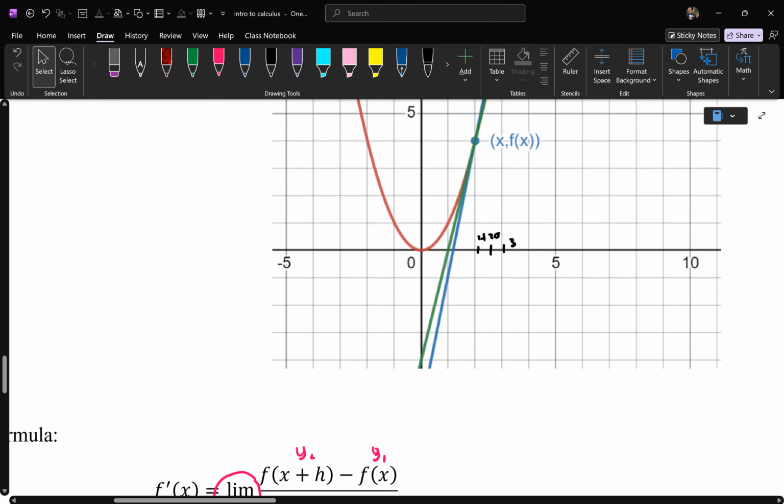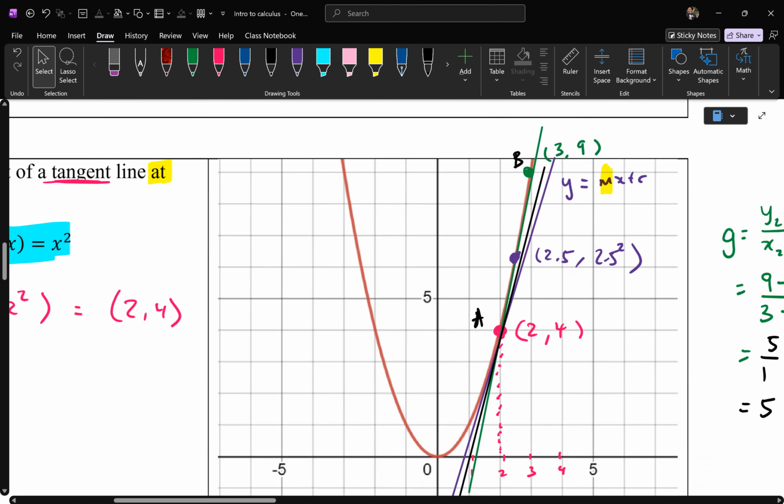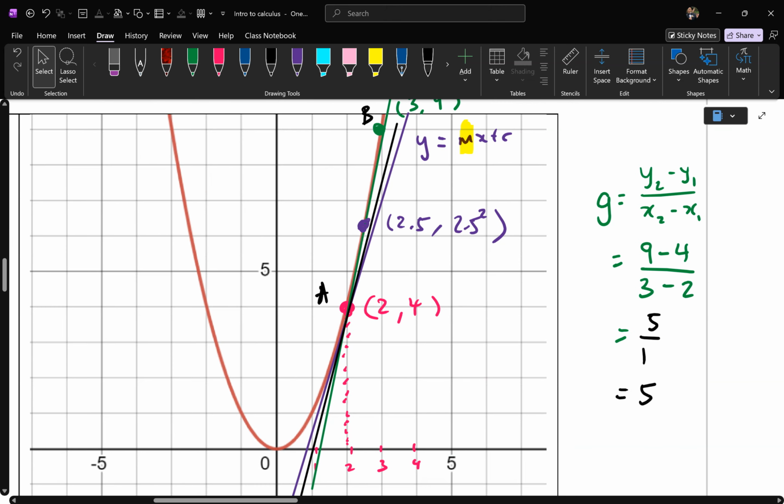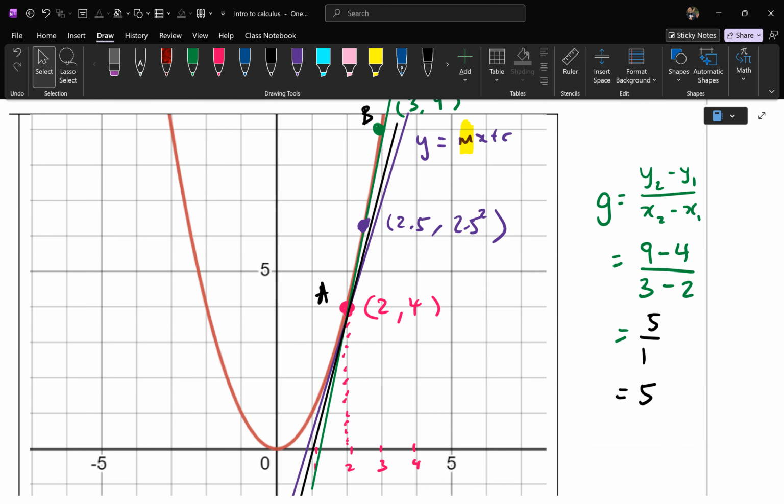Okay, so if I draw the graph again, let's visualize it. See, I started at 2. I want the gradient exactly at 2, which is the purple line. When I chose a random point, I said 3. You told me the green line was too steep. So I said, let's get better. We chose 2.5, and when I connect it, you can see it sits just in between. If you want to get better than that, I'm going to have to choose 2.1, which sits in between the black and the green. Then if I choose 2.01, it should get closer and closer to the purple line. See what I mean?